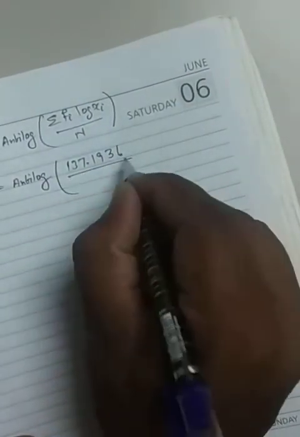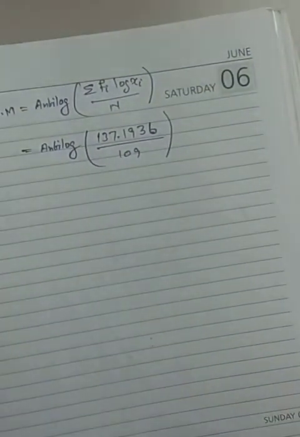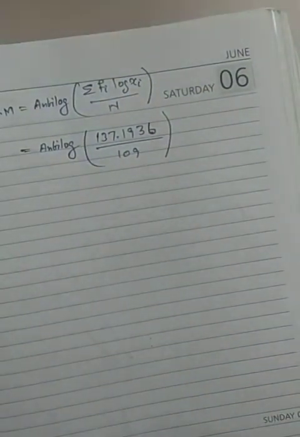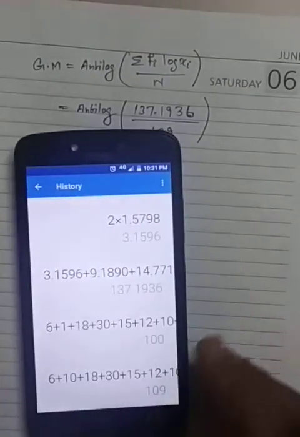137.1936 divided by 109. Only that value is the n value. You can see here 109. So that n value I have written. Now we are going to divide this one. If you are dividing, we will check what answer is coming.